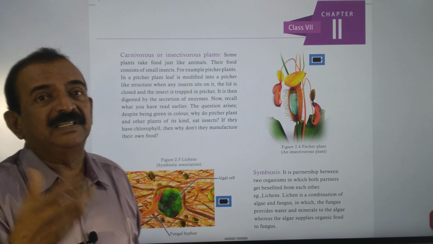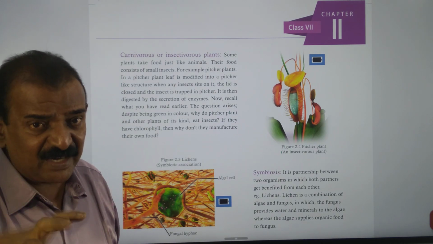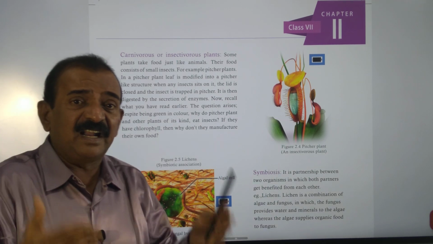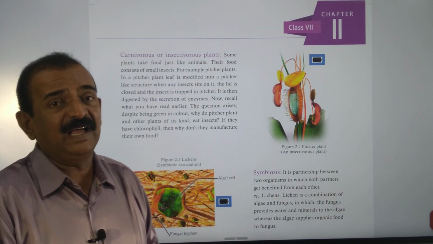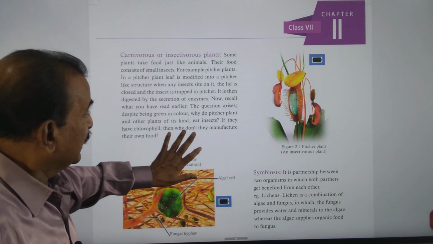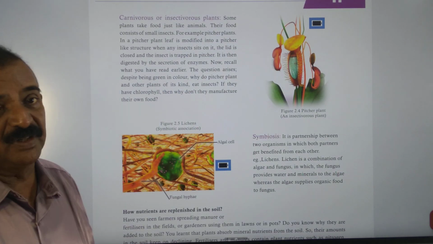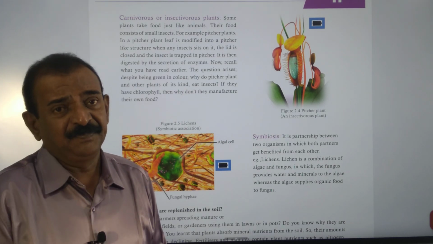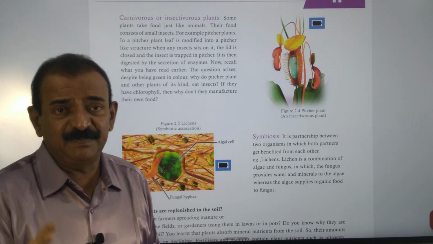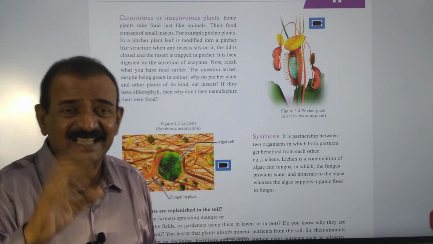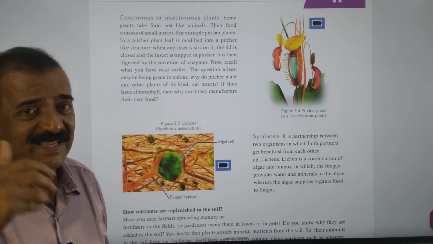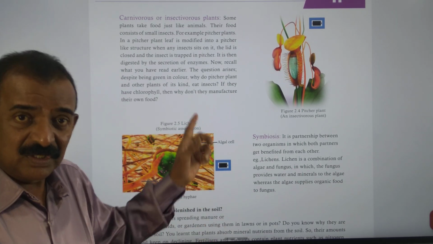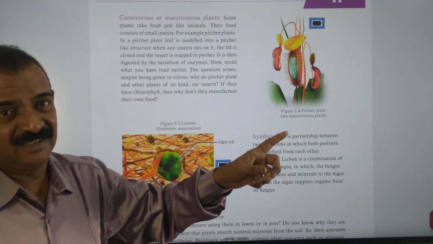From the digested part of the insect body, they are getting what? Nitrates. In this way, plants are getting what? Nitrates, and those nitrates are useful for the growth of the plant body. So this is the type of nutrition we observed in the case of Nepenthes. It is producing what? Pitcher, and the pitcher is having what? Enzymes, and these enzymes digest the dead bodies of the insects, and finally they are getting what? Nitrogen, nitrates. So these plants are eating the insects.